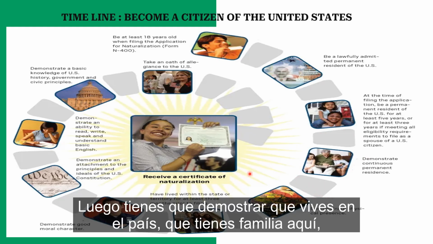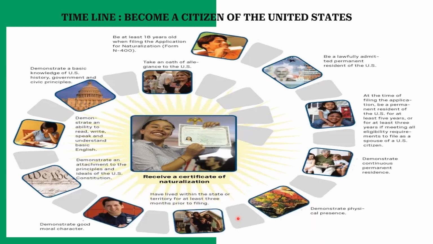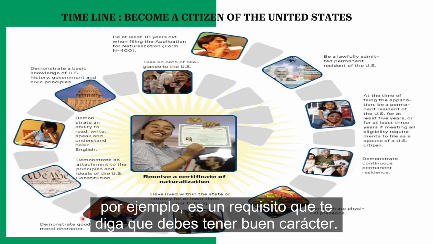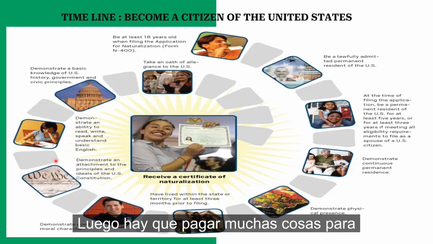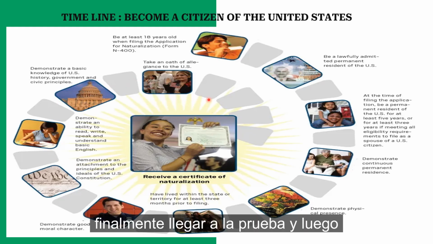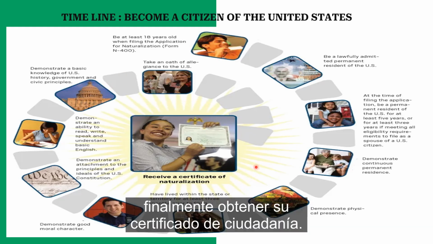Then you have to prove that you are living in the country, that you have family here, that for example, there's a police here telling you that you must have a good character, and then you have to pay a lot of things to finally get to the test, and then finally get your citizenship certificate.